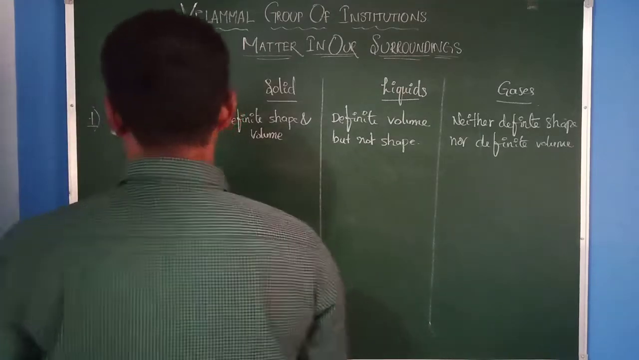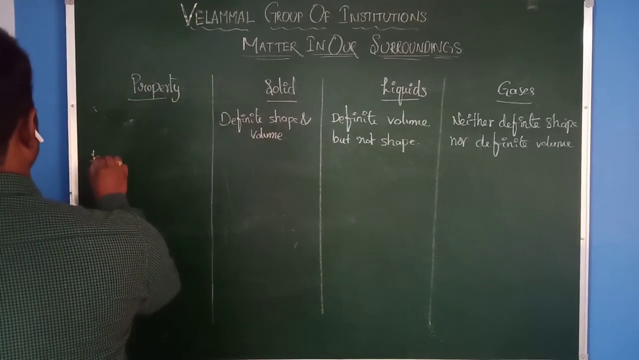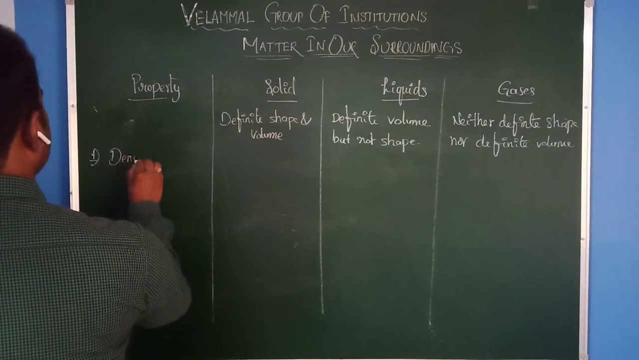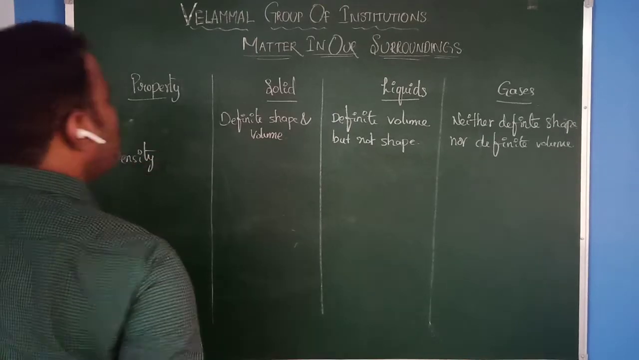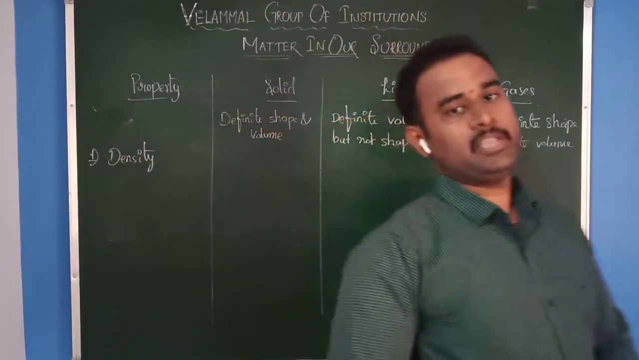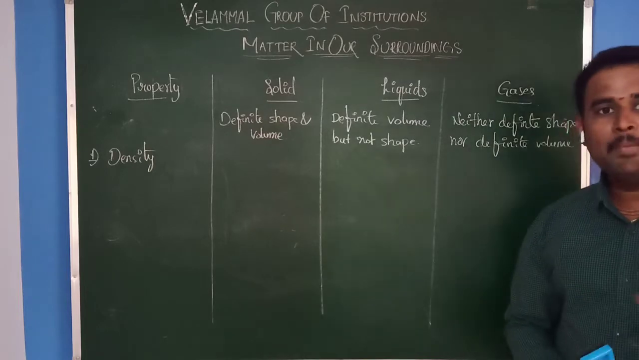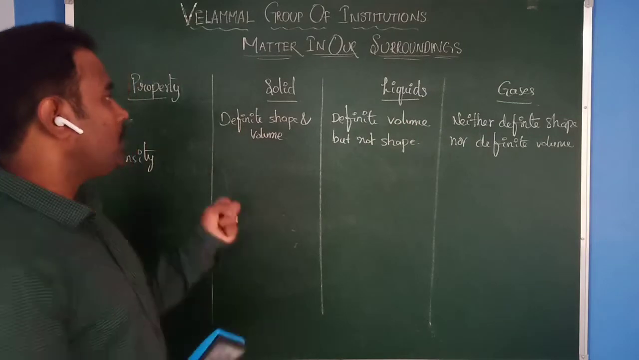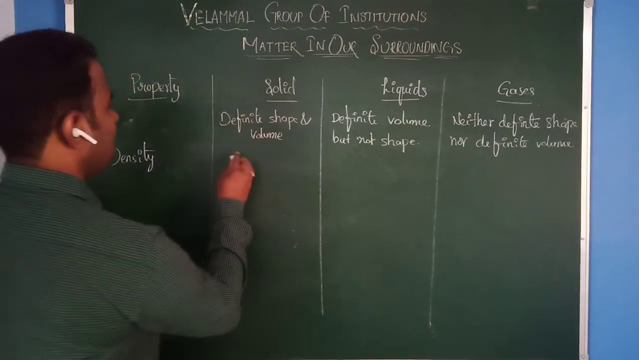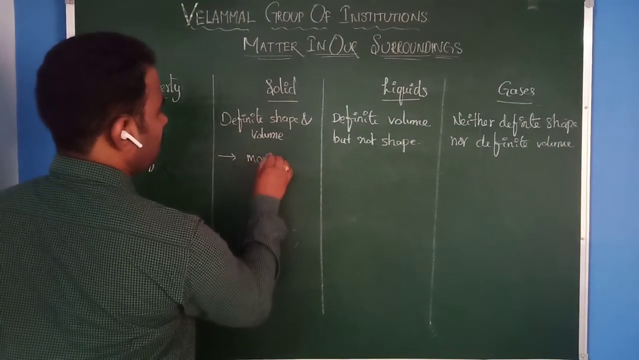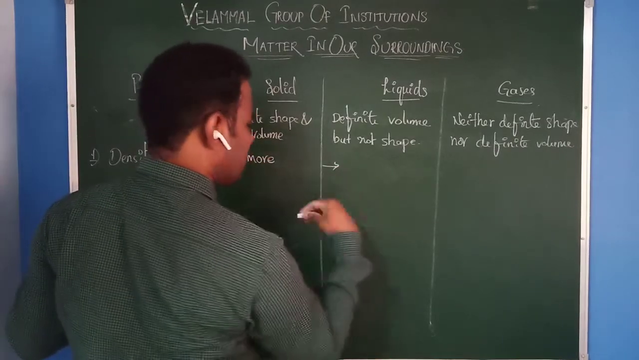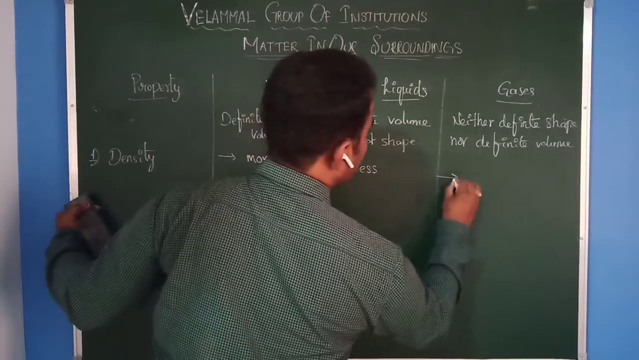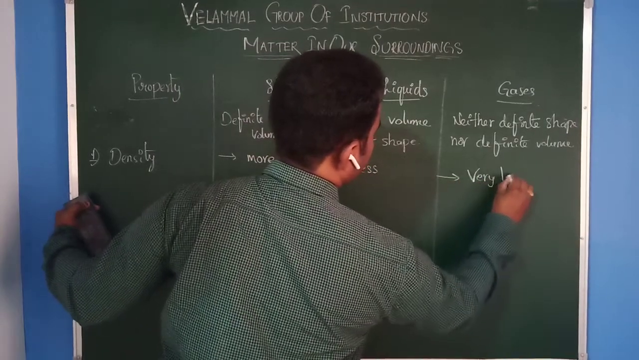Let us discuss. The first property is density. Usually solids have more density. What is meant by density? Mass per unit volume. When you observe the density of solids, it is more. In the case of liquids, it is somewhat less. But in the case of gases, it is very less.